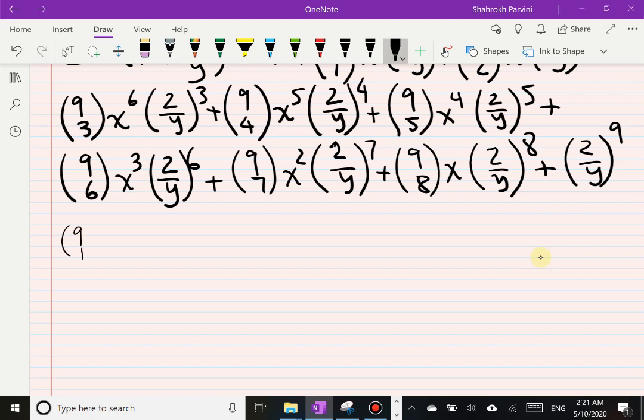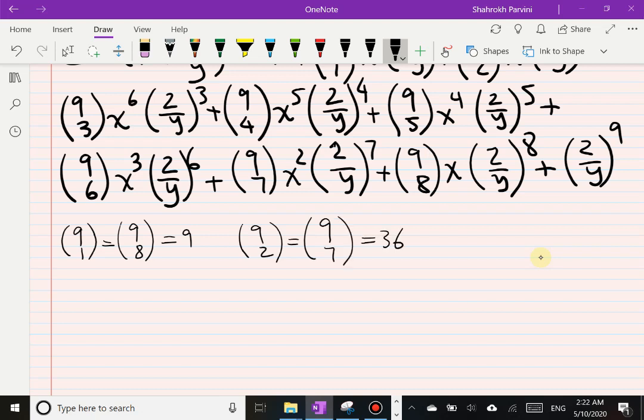I did 9 choose 1. Now 9 choose 1 and 9 choose 8 will be the same, right? 9 minus 1 is 8. Both of these turn out to be 9. On my calculator, I did 9 choose 2. 9 minus 2 is 7. Those coefficients will be the same. 9 choose 3. Again, 9 minus 3 is 6, right? 9 choose 3 and 9 choose 6 coefficients will be the same.